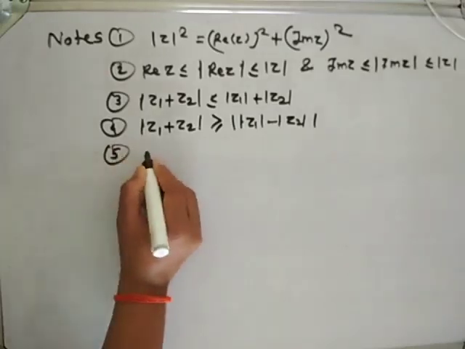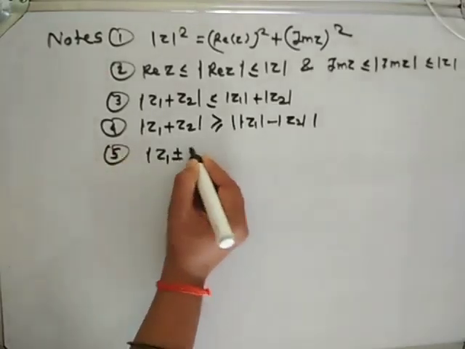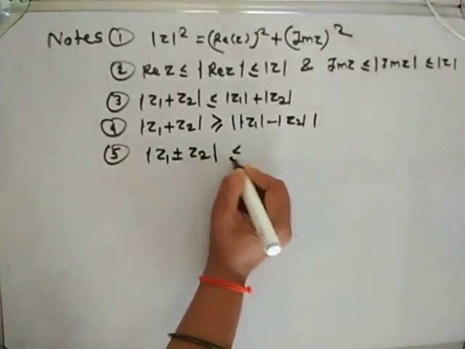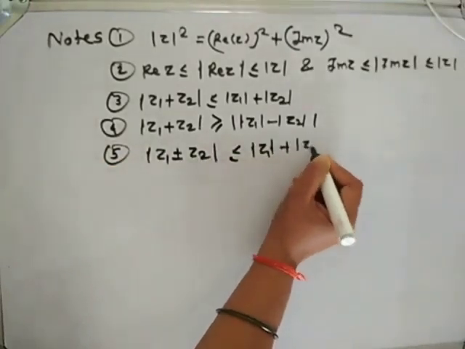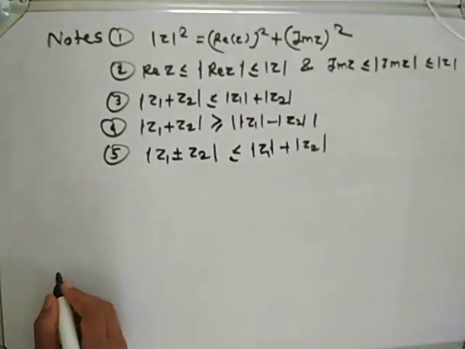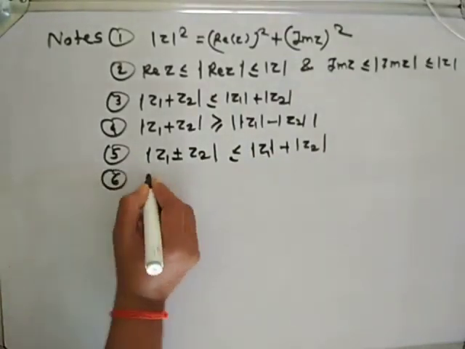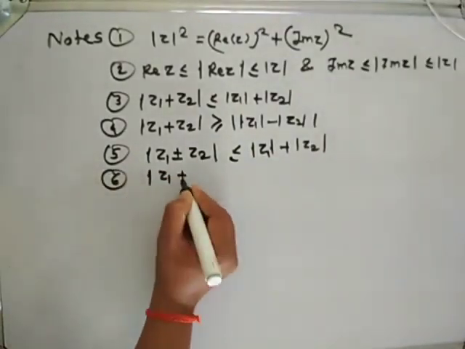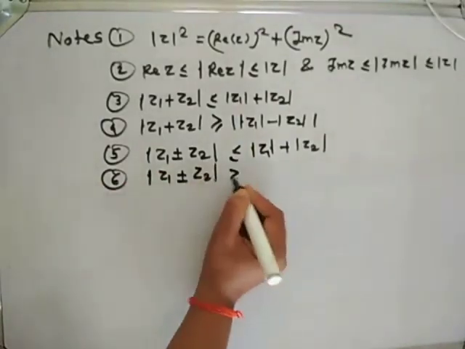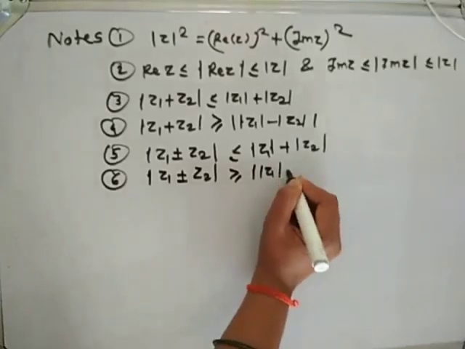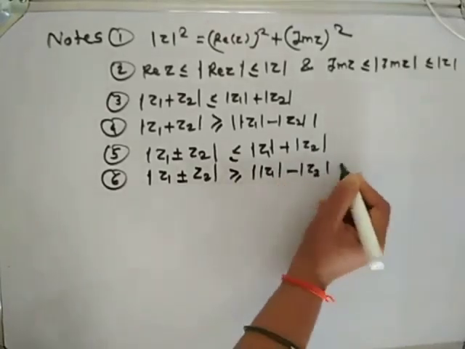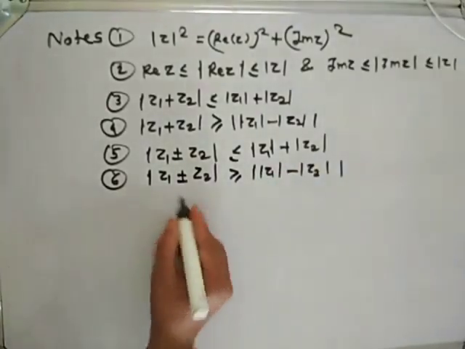Fifth one is mod of z1 plus or minus z2 is less than or equal to mod z1 plus mod z2. Sixth, mod of z1 plus or minus z2 is greater than or equal to modulus of mod z1 minus mod z2.